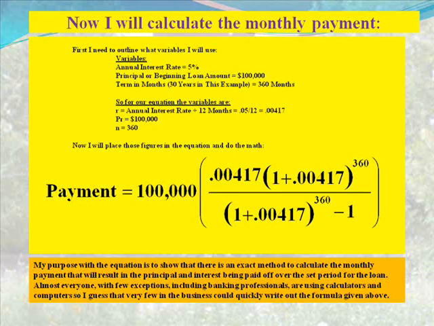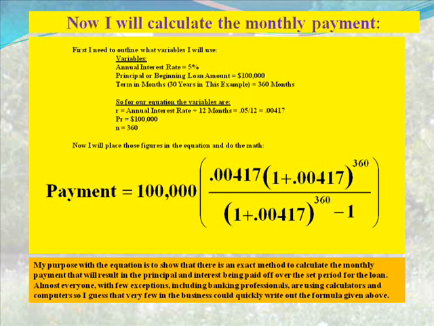Now I will calculate the monthly payment. First I need to outline what variables I will use. For my example, the annual interest rate will be 5%. The principal or beginning loan amount will be $100,000, and the term in months will be 360 months, or 30 years.